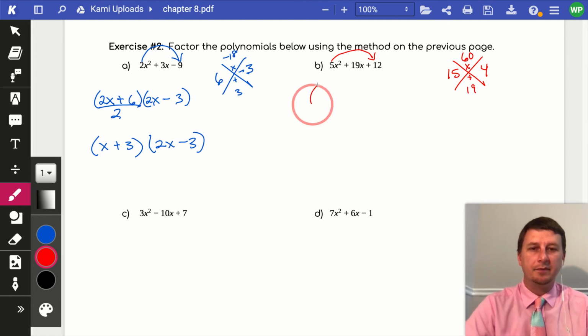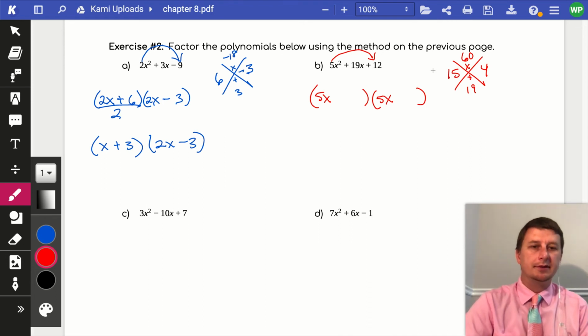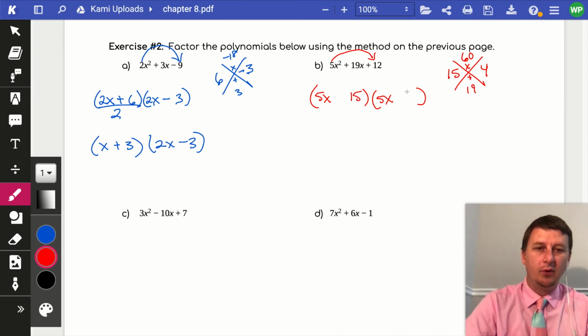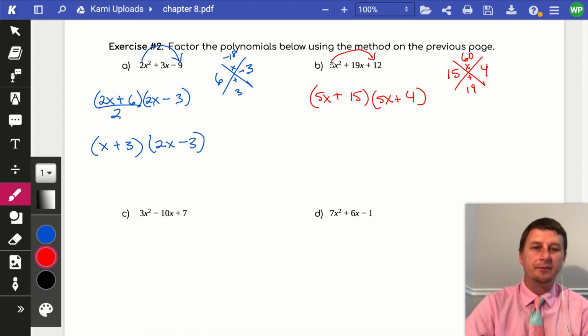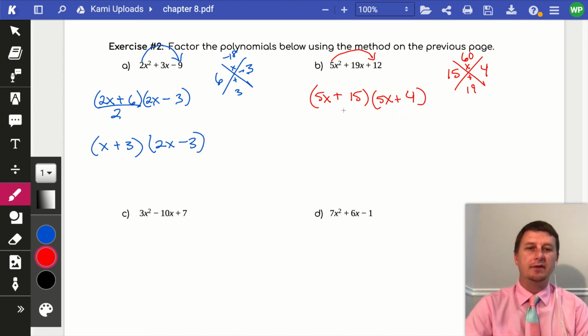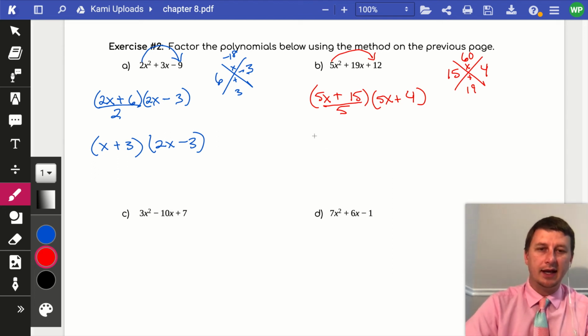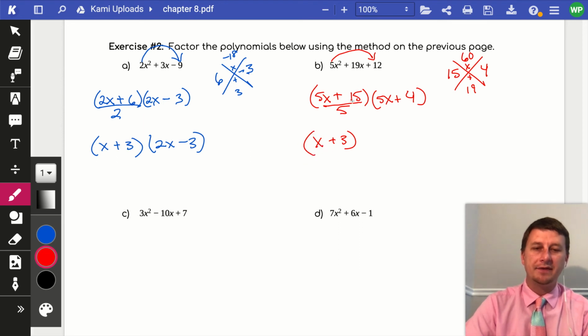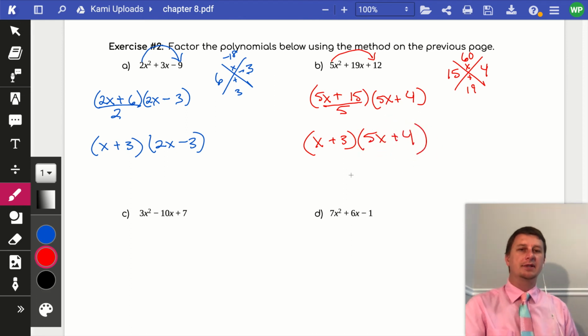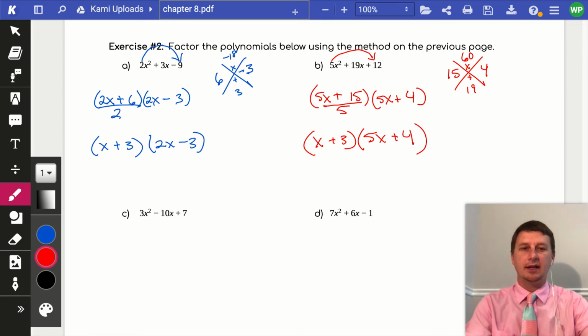So they're both positive. We're going to open up two sets of parentheses, start each off with 5x in this case. And we're going to put our 15 and 4 in here, and we know that they're both going to be positive. Now our next step is to divide one of these parentheses by the A term. Which one's divisible? This one is divisible by 5. So I'll divide that first set by 5 and get x plus 3, because 5x divided by 5 is x. 15 divided by 5 is 3. And bring down my 5x plus 4. And this is my final factorization of part B, 5x squared plus 19x plus 12.